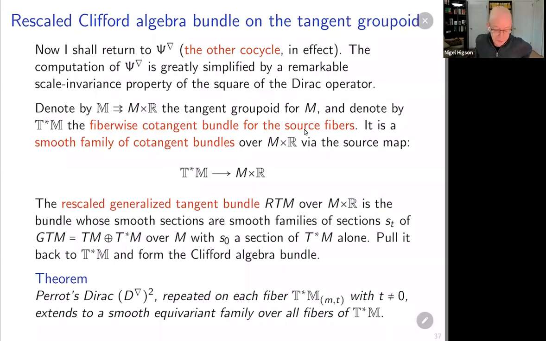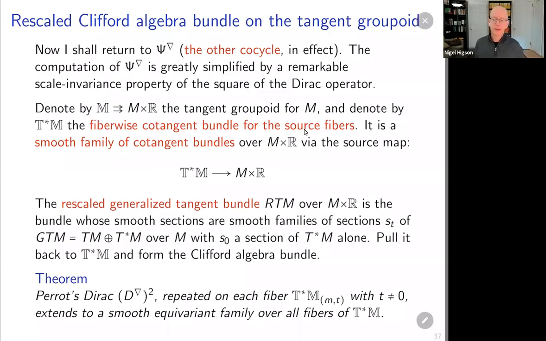So first of all, here's what I want to do. I want to take the tangent groupoid, which I'm just going to call M here. And then I want to take the cotangent bundles of the source fibers of the tangent groupoid. And I'm going to call that thing T star of M, because I thought T star of T of M was a bit of a mouthful. So this is a family of cotangent bundles thought of as manifolds, most of which are just T star of the original manifold M. Okay, so it's a family of cotangent bundles, and I want to build over this family of cotangent bundles a family of Clifford algebras.